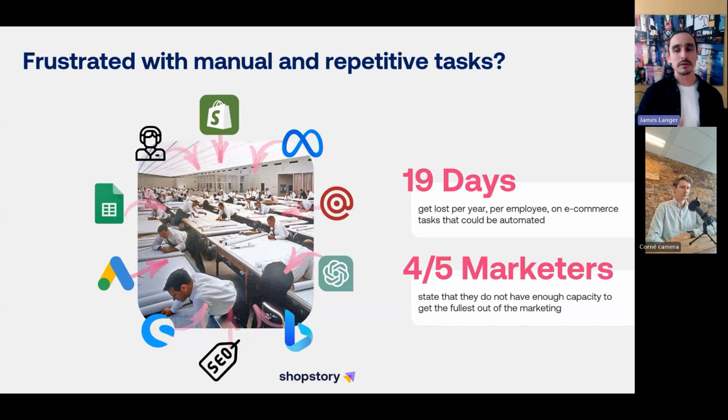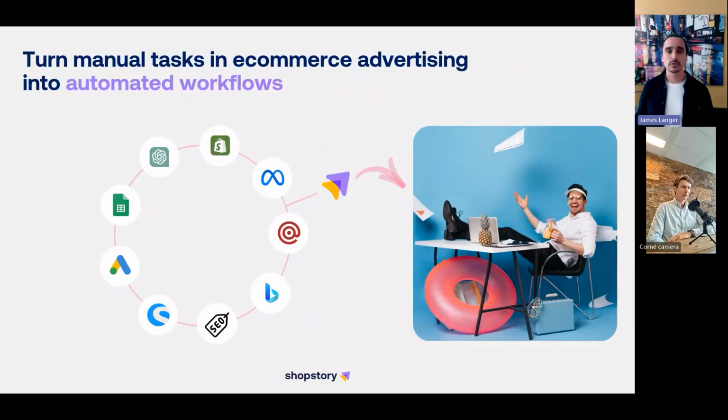But what we've seen is people lose tons of time getting all of that repetitive and manual stuff done without being able to focus on the things that are really, really most important. And that prevents marketers in e-commerce from getting the most out of their marketing. So what we try to do is turn manual tasks in e-commerce advertising into automated workflows. And this even goes beyond e-commerce advertising at times as well. So what does that mean?